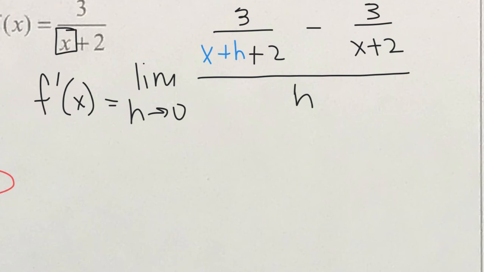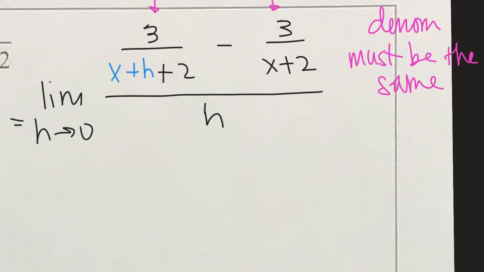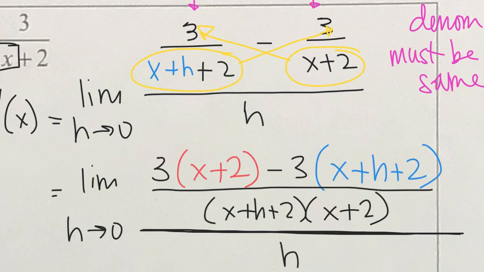And what has to happen in order for you to be able to subtract those is that our denominators must be the same. So if we're going to shortcut this, we're basically going to multiply this denominator by that numerator and this denominator by that numerator, under a single denominator. We're going to use this shortcut rather than do all of the math. Doing that gives us this amazingly crazy equation: 3 times x plus 2 minus another numerator, 3 times x plus h plus 2, all divided by that single product of your two denominators. And we're still dividing all of that by h.